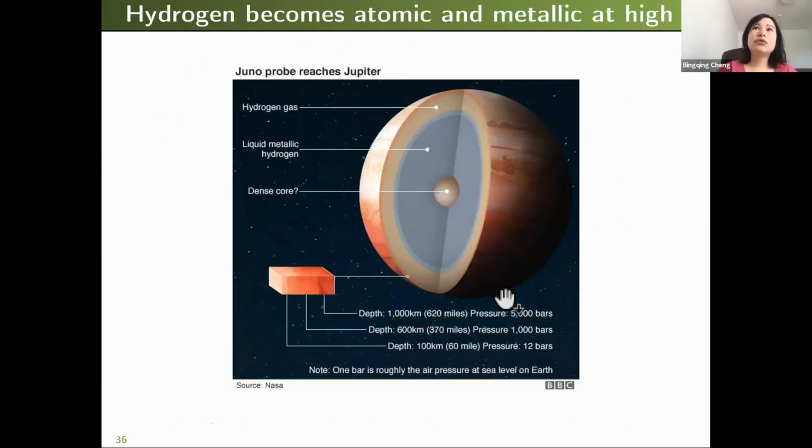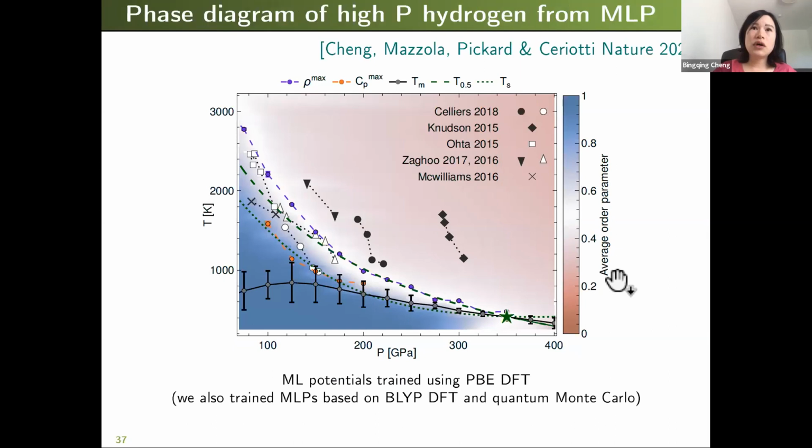And for the next example, we switch to Jupiter. Inside Jupiter, the main component is hydrogen, and on the surface of the planet, the pressure is still low, and we have the familiar diatomic molecular hydrogen. But when we go into the center, the pressure ramps up, and then the hydrogen becomes metallic as well as atomic. So again, we have a machine learning potential to model this process.